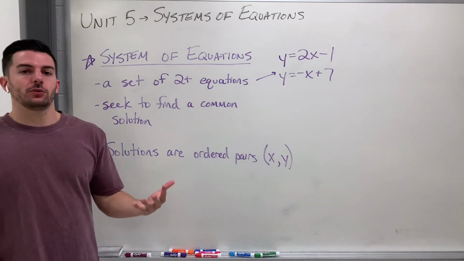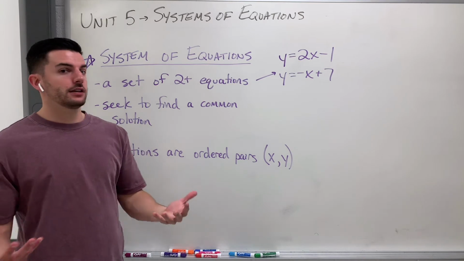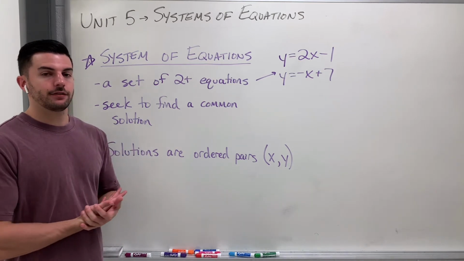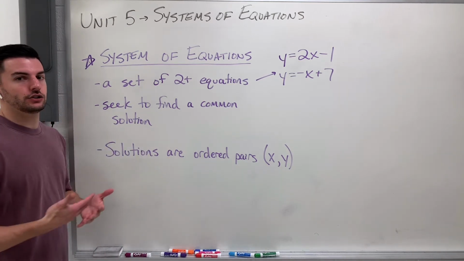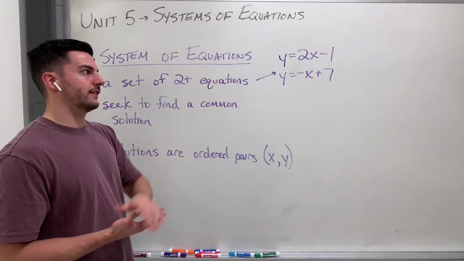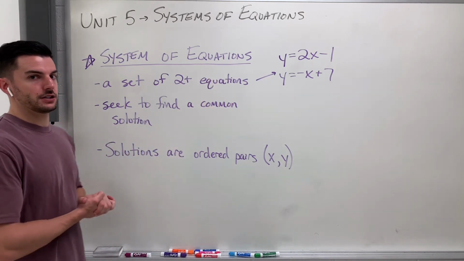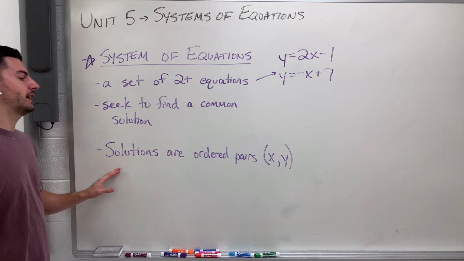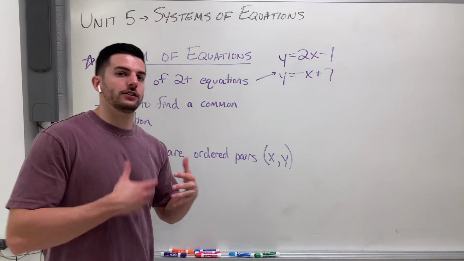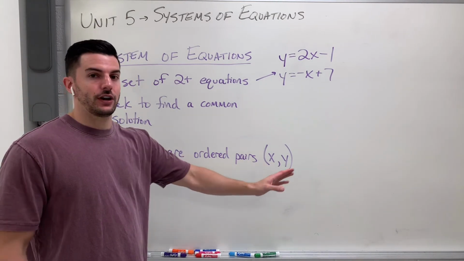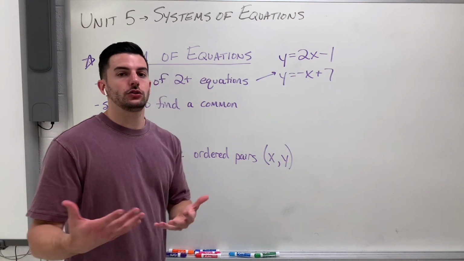There are going to be different ways that we can do that. Through graphing, we can look at a graph and find a solution, and then also algebraically, solving this using some of our algebra strategies. And then lastly, solutions are ordered pairs. There is going to be an x answer and a y answer, so two different numbers.